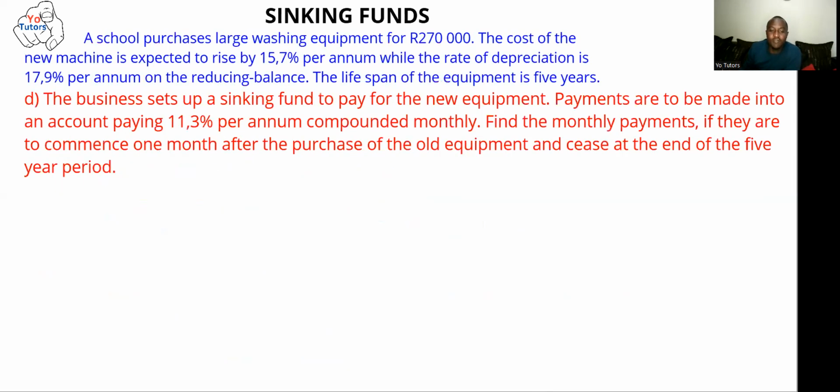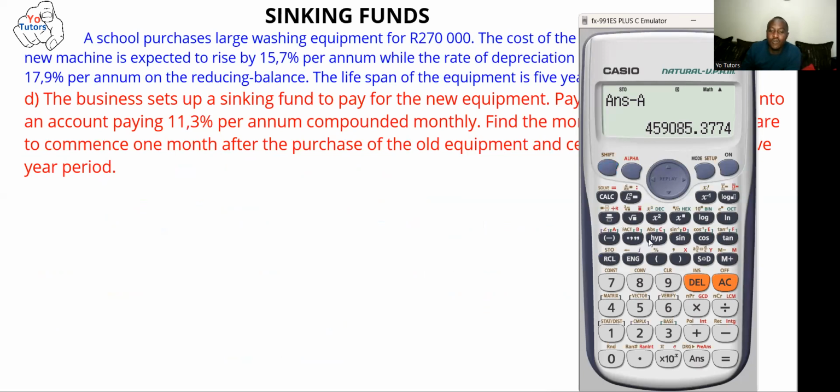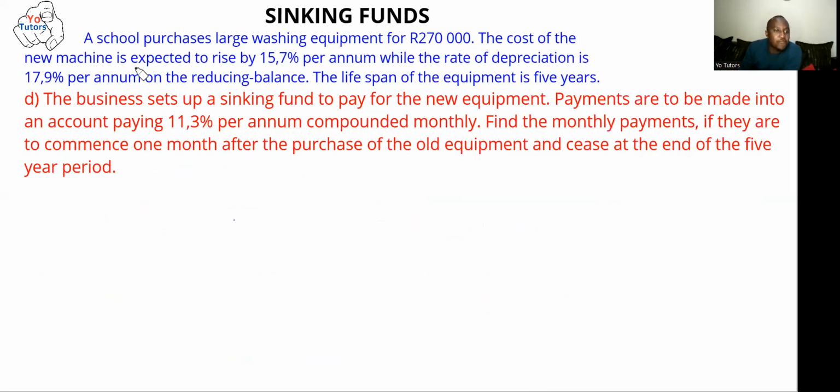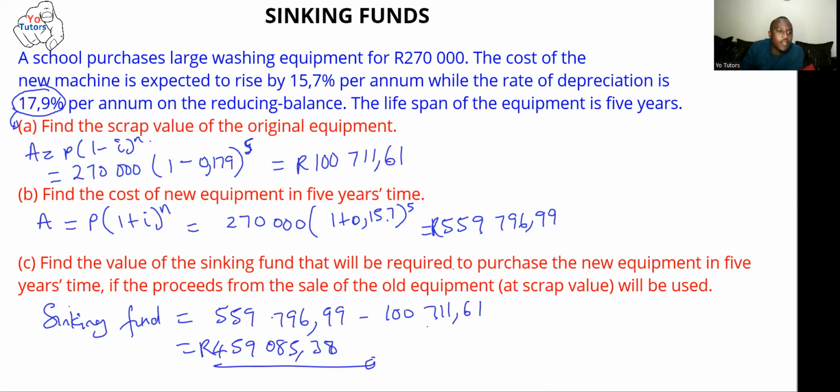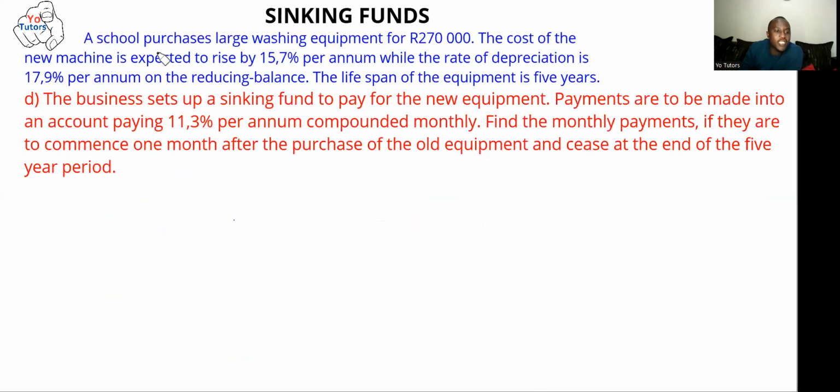So we can say this value that we got here for the sinking fund, you can say shift store in C. Yeah, it's correct. You are going in the right direction. Okay, now, the business sets up a sinking fund to purchase the new machine. Payments are to be made into the account paying 11.3% per annum compounded monthly. Find the monthly payments if they are to commence 1 month after the purchase of the old equipment, and cease at the end of the 5-year period.